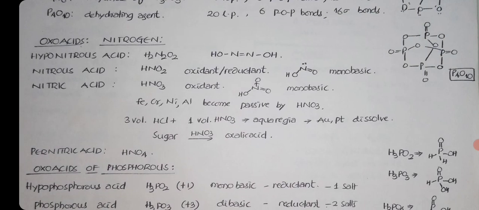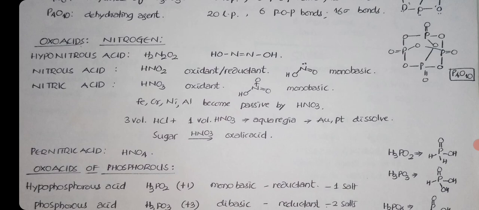Oxoacids of nitrogen. Hyponitrous acid is H2N2O2. It's a dibasic acid, with OH and double bond NOH. Unstable, rarely we can see this. Nitrous acid is very important. HNO2, because of the intermediate oxidation state, is an oxidizing agent as well as a reducing agent. It's a monobasic acid with a bent shape.